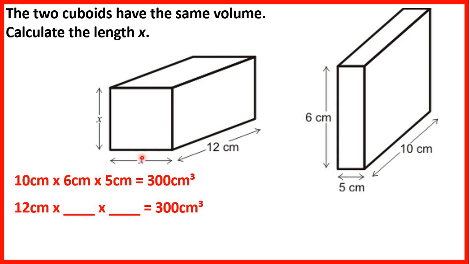So now 12 times x will need to give a volume of 300 centimeters cubed as well. So to find out what these missing numbers could be, let's divide 300 by 12 because if we have a missing number multiplication, we can use division. 300 divided by 12 is 25. So 12 times 25 is 300. So these numbers here must have a product of 25. And because the length x is the same for both, they need to be the same number. Now 5 times 5 is 25. So 12 times 5 is 60, times 5 is 300. And that means the length x is 5 centimeters.